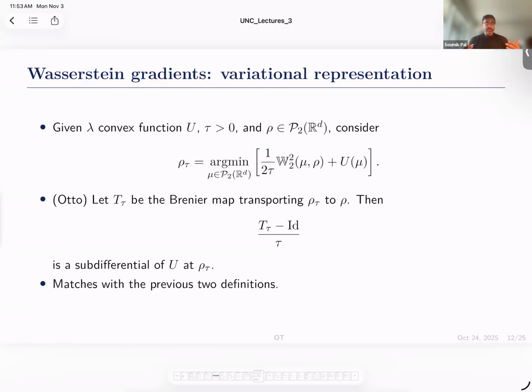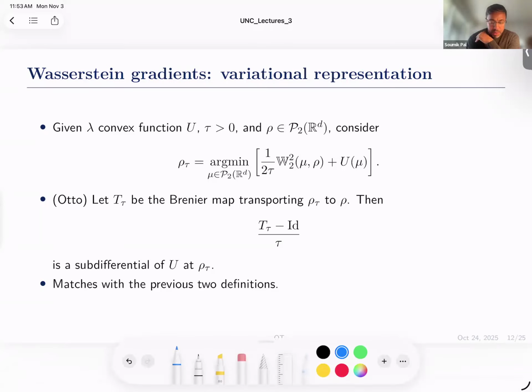This is the variational representation, where we are going to write down the Wasserstein gradient in its variational form. So let's see what this is saying. This is quite new, so pay attention to this. But this is critical. So the variational representation goes like this. Suppose I have a lambda convex function u on the probability measures, and tau is some positive number. Now, rho is some element in the Wasserstein space, but rho doesn't have to be absolutely continuous. It can be just any rho.